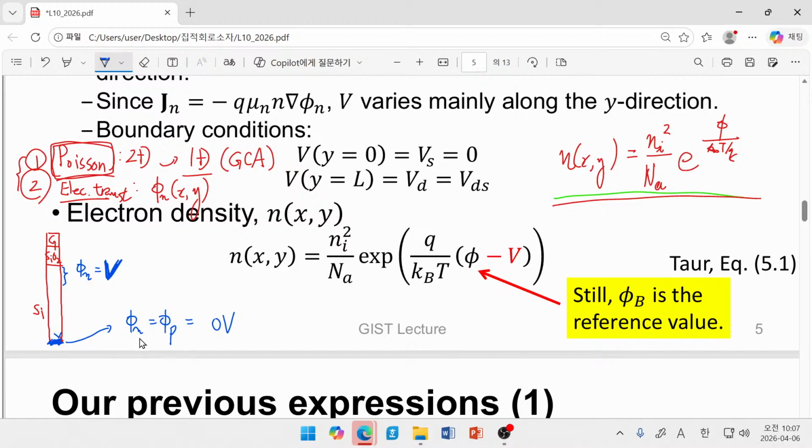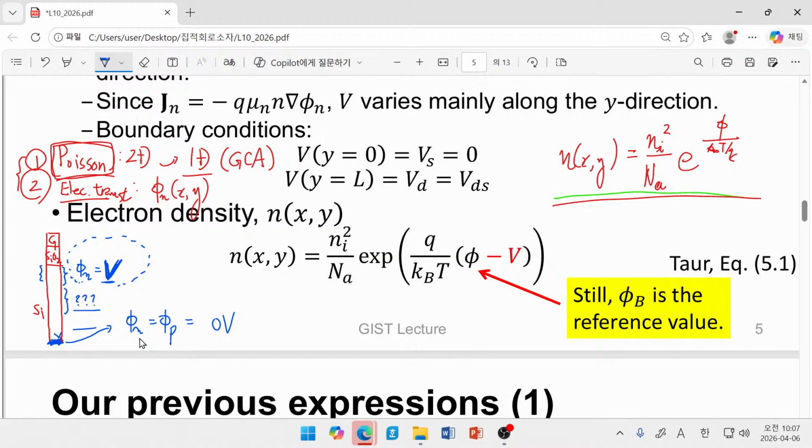Of course, in between, what happens? There will be a transition from V values to 0 values within a certain position, and we will have just zero values. We don't care about this point or that point because there are not many electrons at all, and electrons are only found near this surface, so we will use this phi n value for our electron calculation. Next question is, how about the hole quasi-Fermi potential?